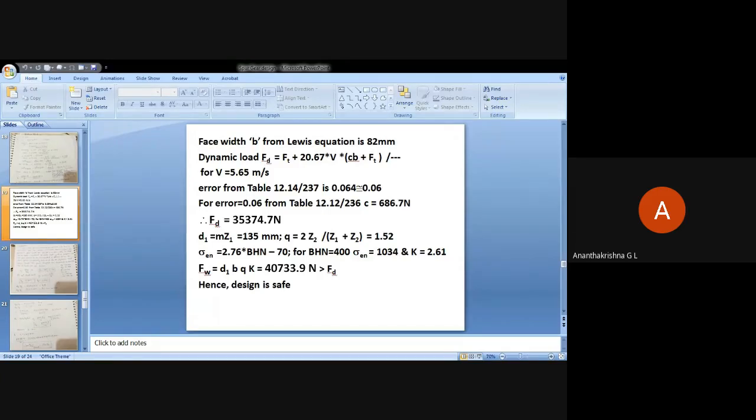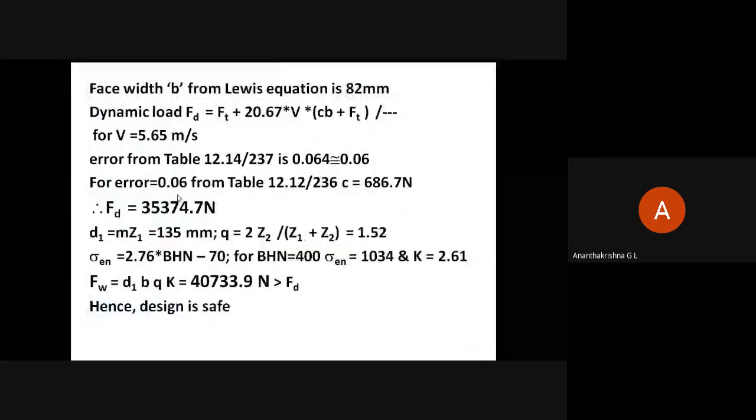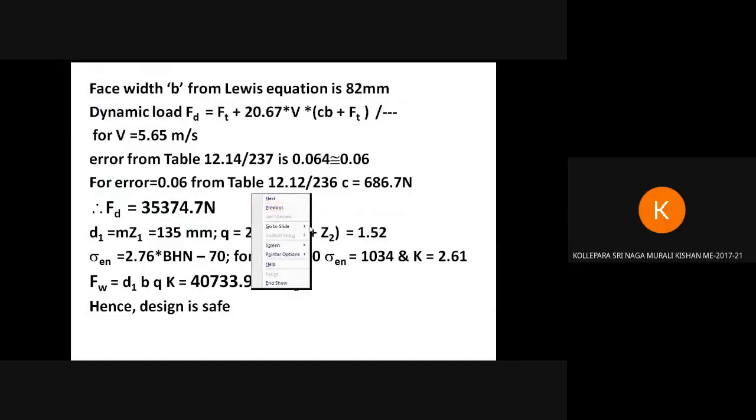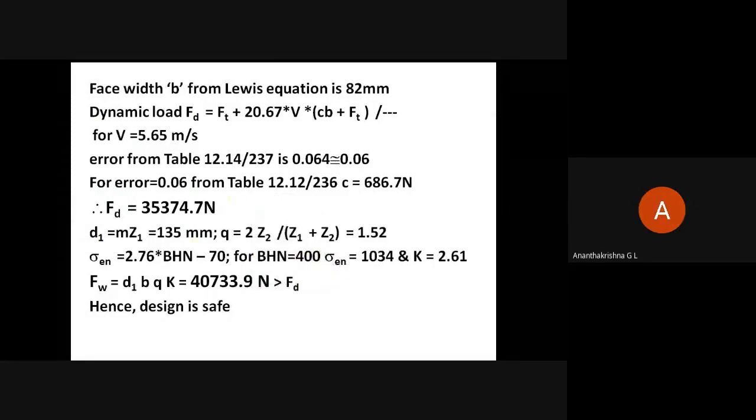I want the value of dynamic load. So 36213.66. Others, anywhere different value you are getting? No, so same value. Okay. Anyway, I think I got slightly different value. Maybe I would have used V value slightly different. Anyway, it is 36210 Newton. Okay, somewhere there.